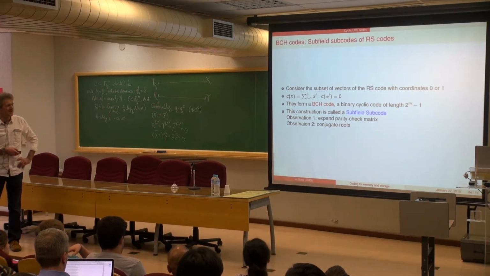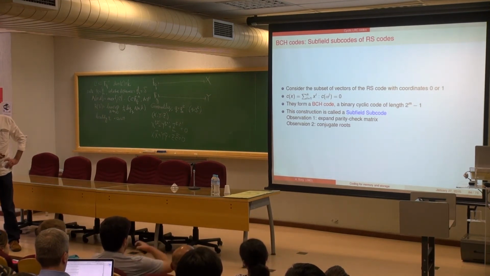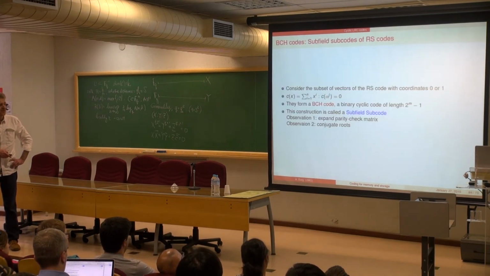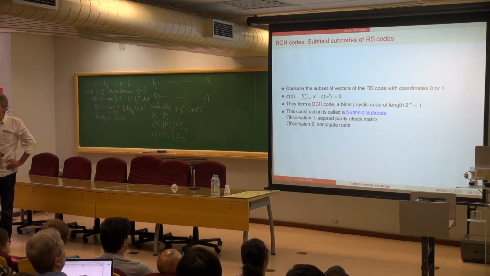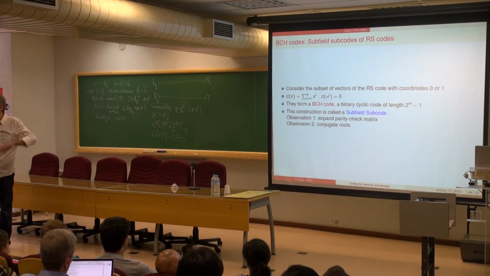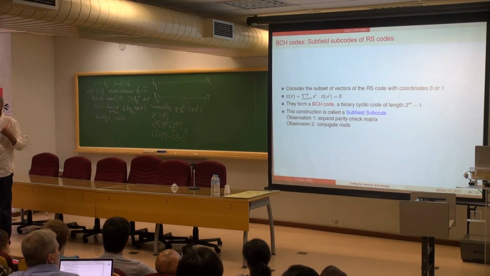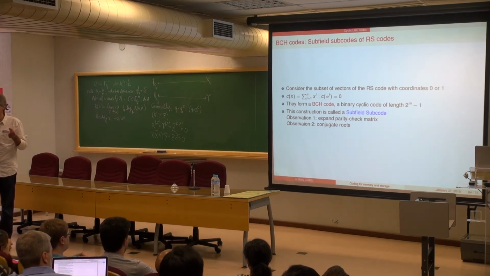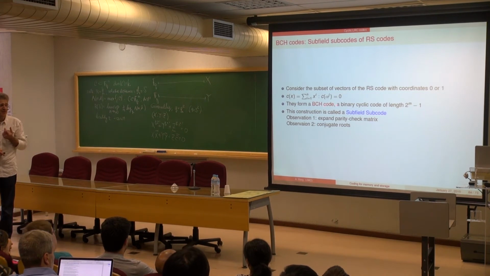So what do we do next? We still want a binary code, maybe. Well, take this RS code, and take only those code words whose coordinates are 0 and 1. No other coordinates, so there is no alpha, no alpha square, only binary coordinates. This is a linear subcode because if we have two binary code words in F16, they add to a binary code word. So it is called the subfield subcode of the Reed-Solomon code. And what is that? Well, they are called BCH codes.